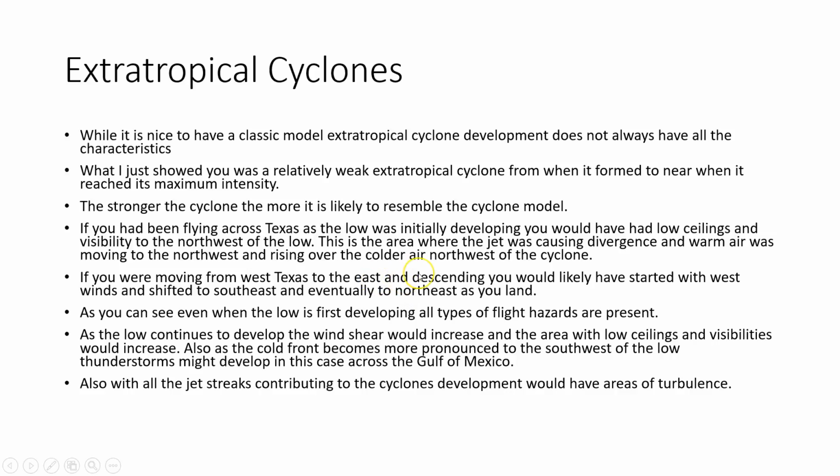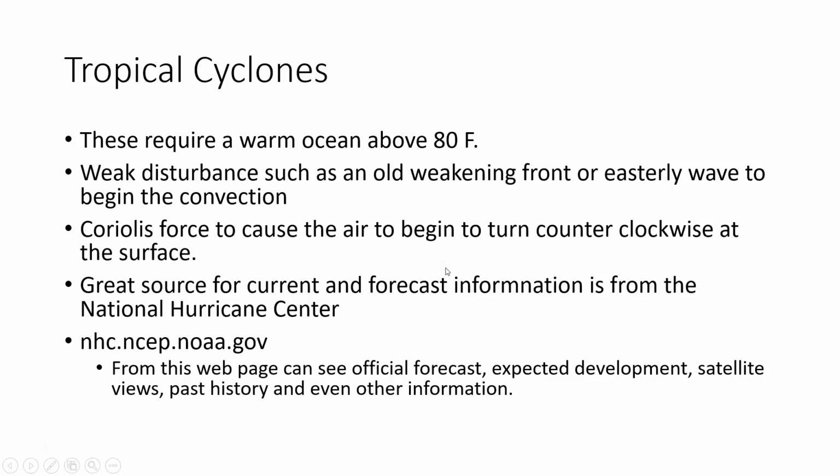So just a couple points we talked about. Think about if you were flying across this low. When it initially was developing, you'd have a lot of low ceilings, low visibilities to the northwest of the low, while to the southeast of the low, you'd probably have a lot of cumulus, thermals flying through, warm air mass there. If you're flying across, you probably have a boundary in there where winds were out of the northwest and then shift to the southeast with time. And with those jet streaks, you've got to remember you're going to have lots of turbulence as well with time.